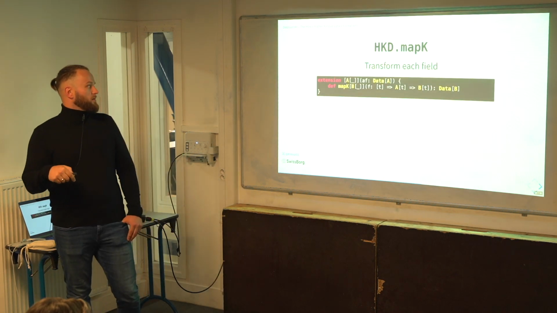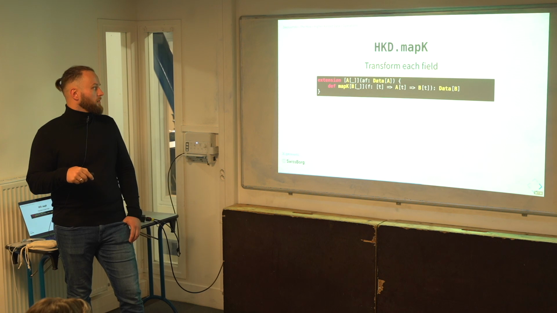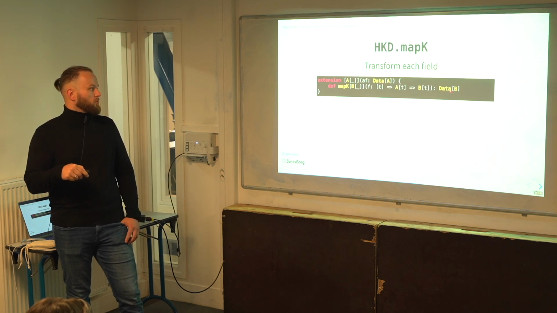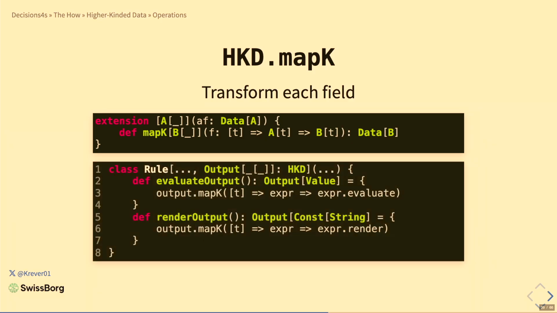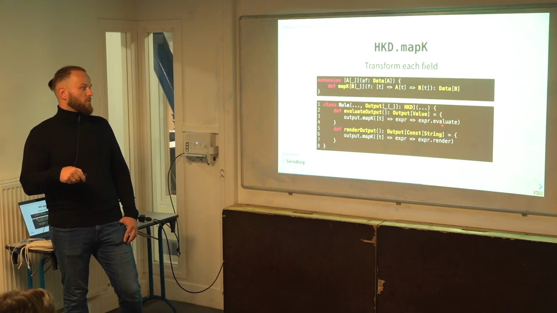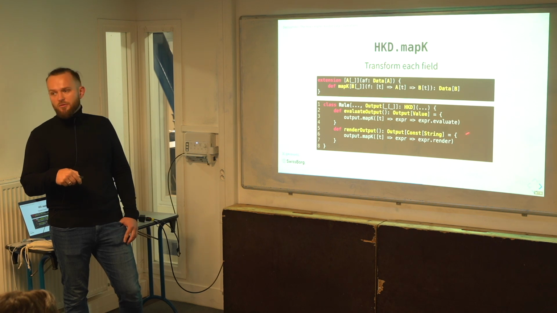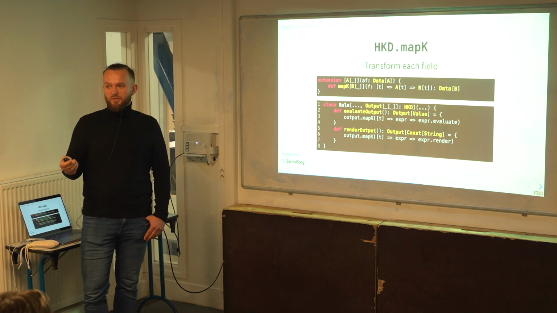Then mapK allows us to transform data of A to data of B using a function that for any type t can go from A of t to B of t. Let's make it a bit more tangible. This is used inside the library, for example, when we evaluate or render stuff. We take the whole output, inside we have expressions, and we call expression.evaluate or expression.render for each field.